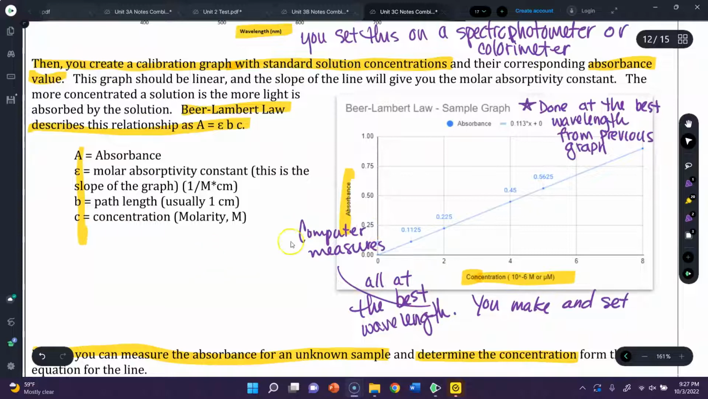The graph should result in a linear graph, and it gives you the molar absorptivity constant, which is here. The more concentrated a solution is, the more light that is absorbed. The Beer Lambert Law describes this absorbance with A is equal to epsilon b times c, and those are given here.